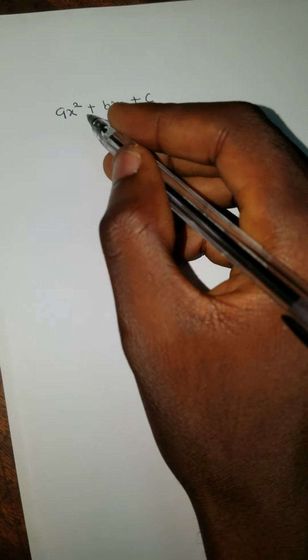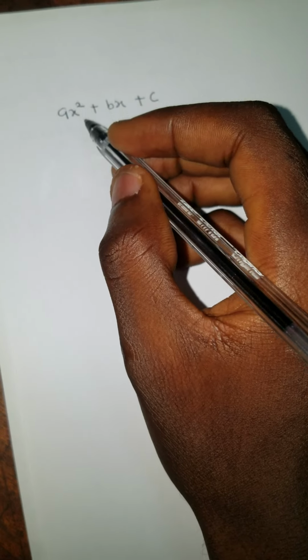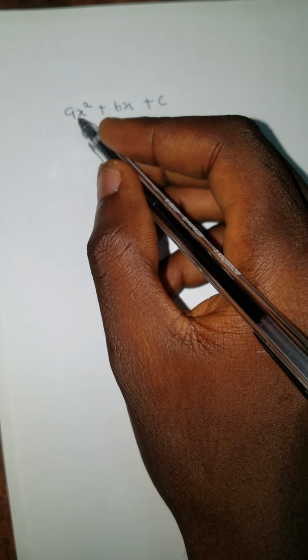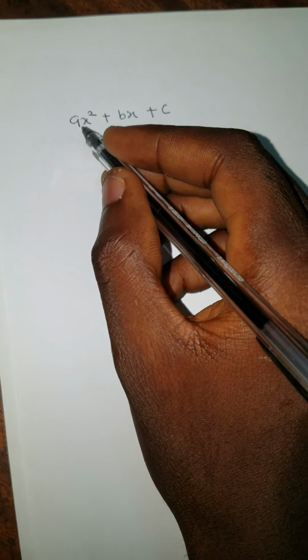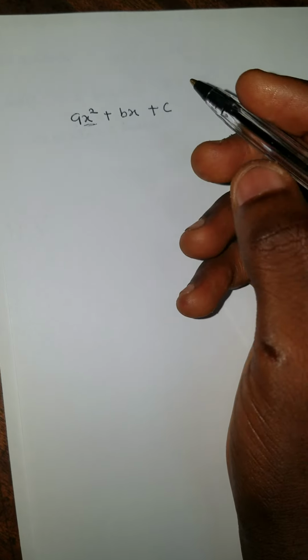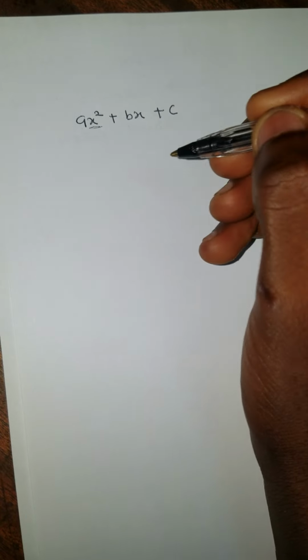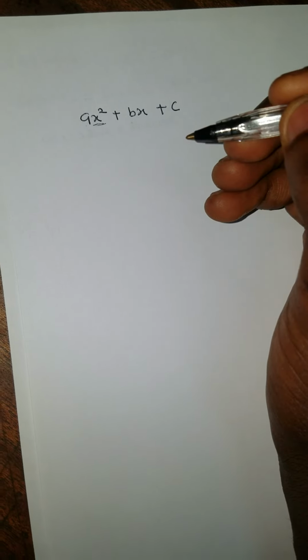Now, why is it a quadratic equation? Because a, b, c are coefficients of the variable x, and the variable here with the highest power is 2, so it is quadratic. That is why it is called a quadratic equation. So you can find quadratics everywhere.